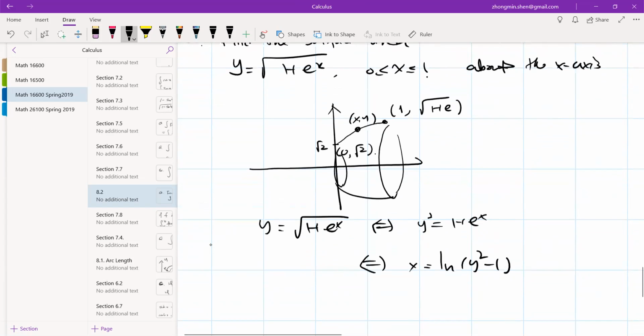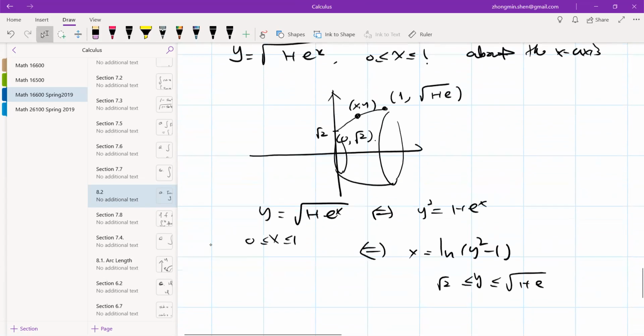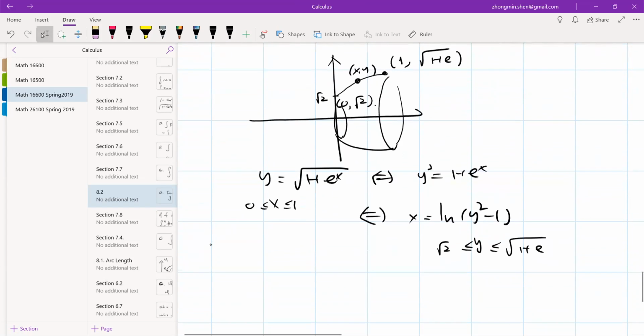But here x is between 0 and 1, and y is between square root 2 and square root 1 plus e. So we can set up two integrals for the surface area.